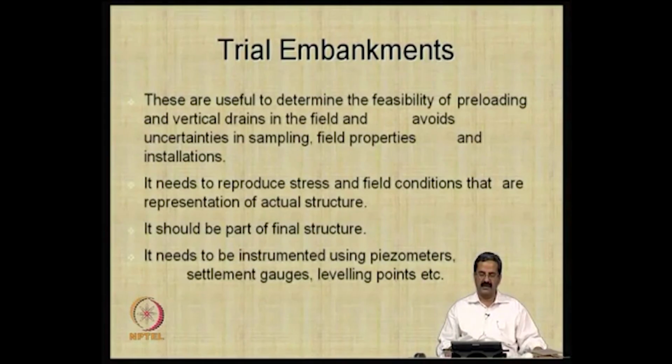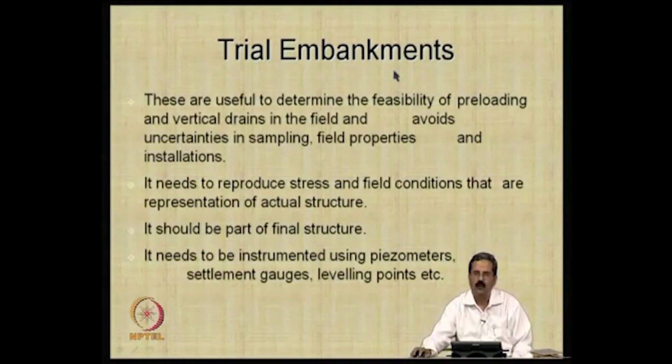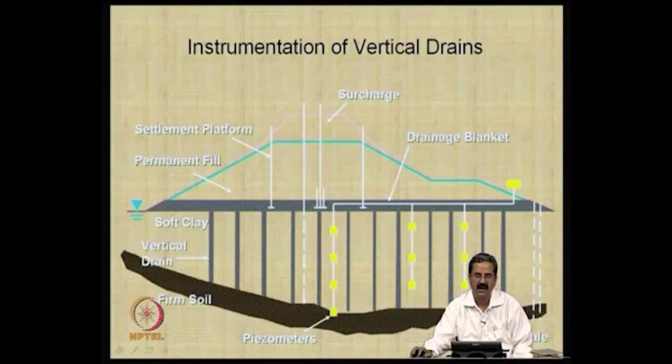And you have to measure the performance of the trial embankment. How do you do the measuring? You have to measure pore pressures, you have to use settlement gauges, you have to have leveling points, all that. Essentially, our objective is to reduce the settlements. You can see one simple example here.